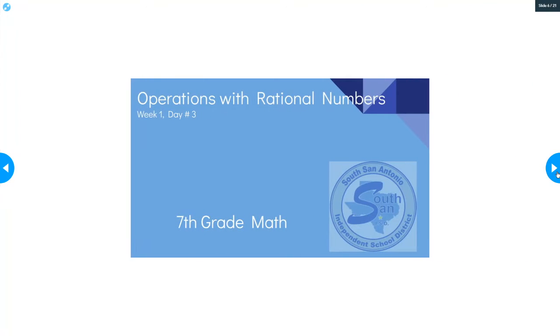Let's go ahead and look at our lesson now. This is the same thing that we've been working on. This is our same unit, operations with rational numbers. This is our 3rd lesson of the year.